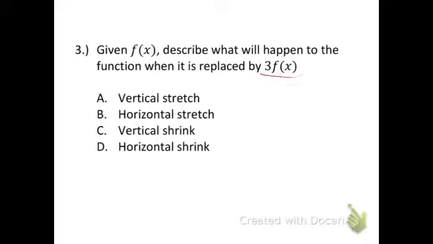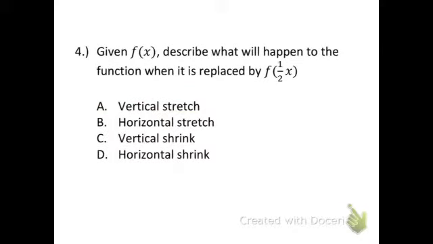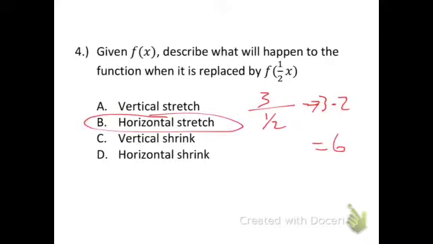When you put a 3 in front of the function, you're taking all the y values and timesing them by 3, and so it's going to give you a vertical stretch. And inside, if you have like 1/2 x, you're going to take all the x values and divide by 1/2. Well, if you got any number and you divide by 1/2, you're going to get that number times 2. And so it's going to make it bigger. So we're going to have a horizontal stretch.